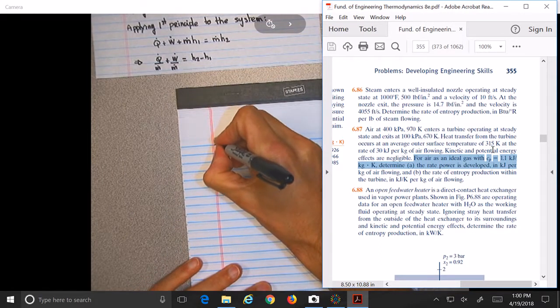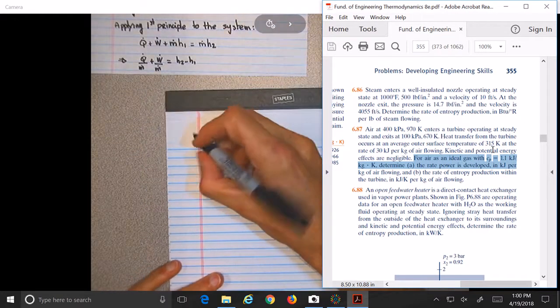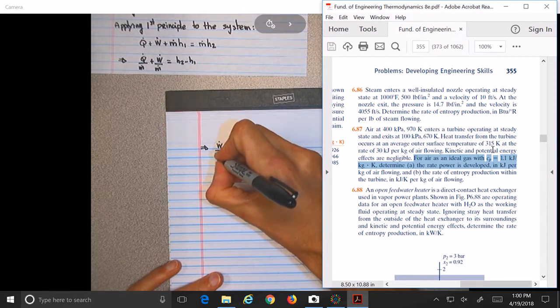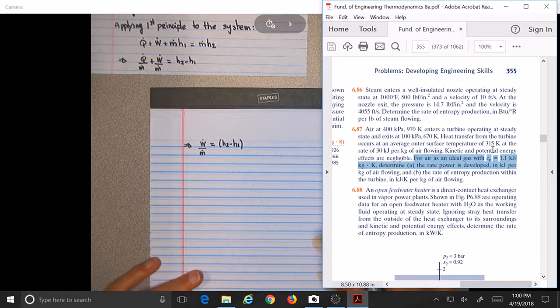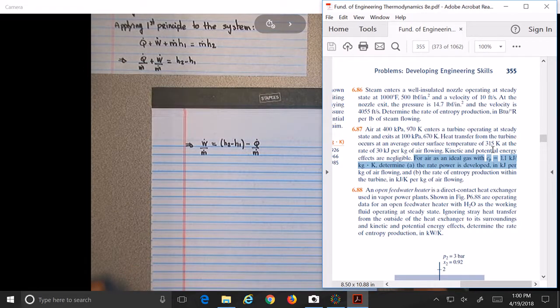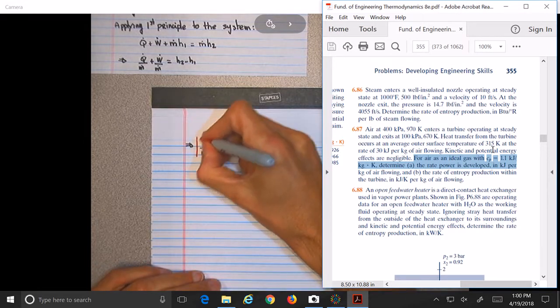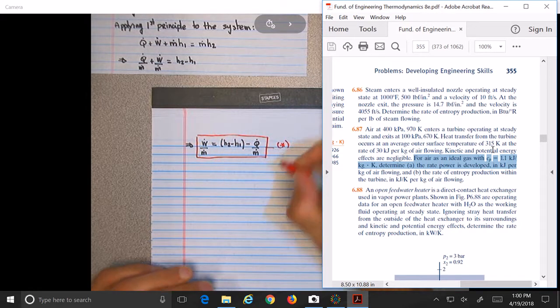So basically here what are we trying to solve for? First thing about the power, no? W over M. So we're going to get, will be equal to what? H2 minus H1 minus Q dot over M dot. Okay? So let's say this will be equation star.